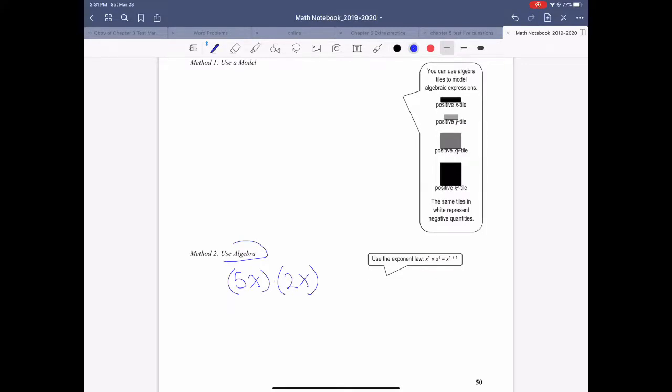So in this case, we find out what the constant term is and what the unknown term, the variable, is. Then we multiply the coefficients, which are 5 and 2, and we multiply the x's. x times x equals x squared. So the final answer should be 10x squared. Easy. x and x turn to x squared, and 5 and 2 turn to 10. So that's the answer.